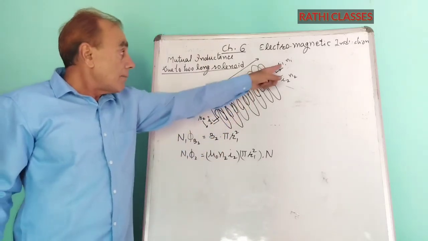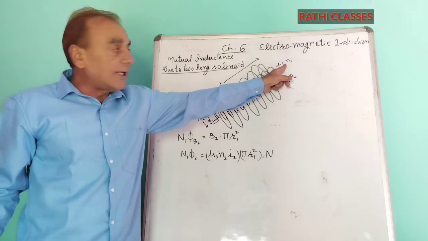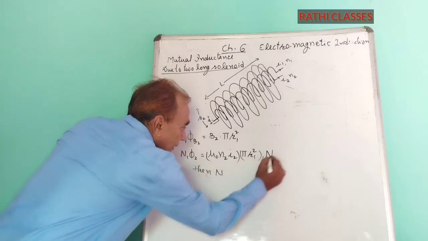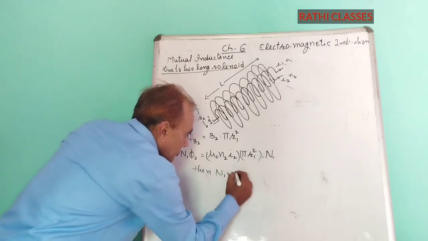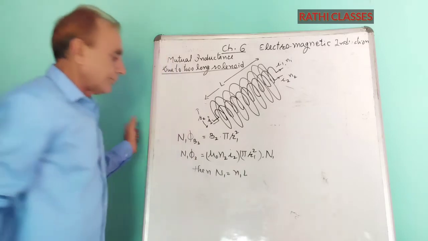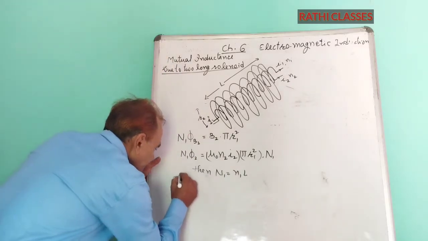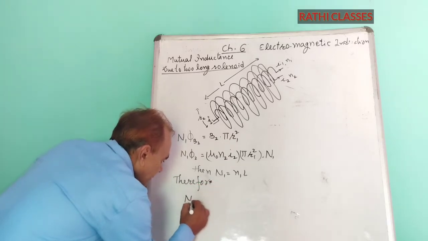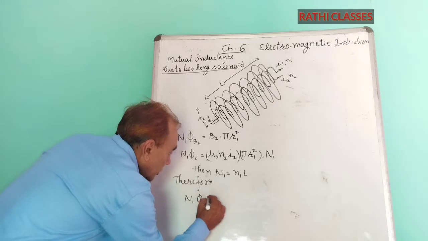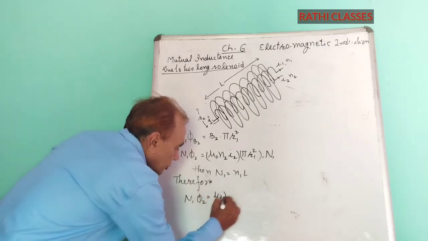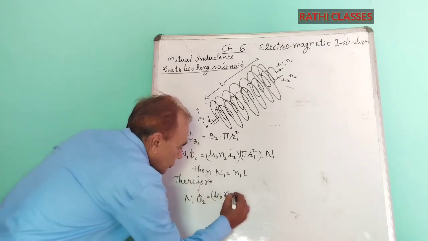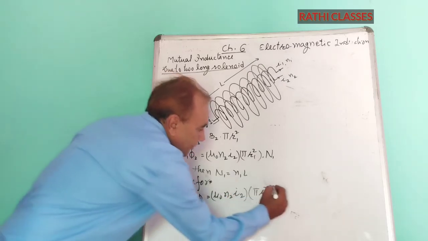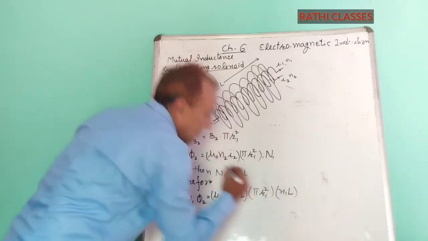But the number of turns per unit length is n1, then N1 is equal to n1 L. Therefore, N1 phi 2 is equal to mu naught n2 I2 pi R1 square n1 L.